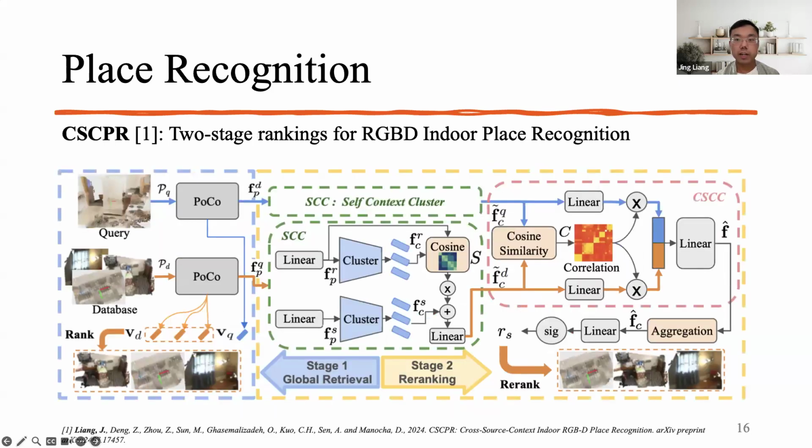But POCO cannot provide very accurate place recognition by only using the global descriptors. So in CSAPR, we use a second stage to rank the candidates. The first stage is based on POCO, and the second stage compares the local features of the two RGBD point clouds. It contains two models. One is the self-context cluster, which processes the local features of a single frame. The second is the cross-context cluster, which processes the similarity of the local features in two RGBD frames.